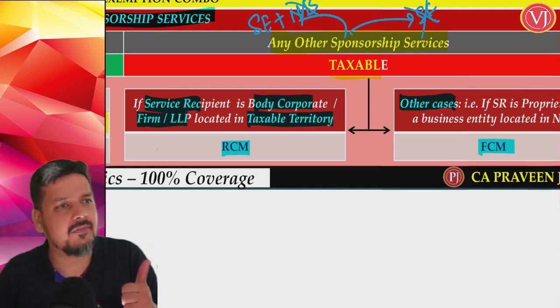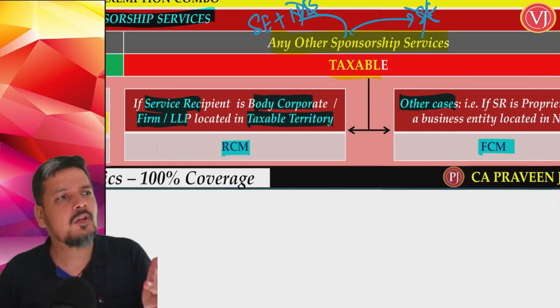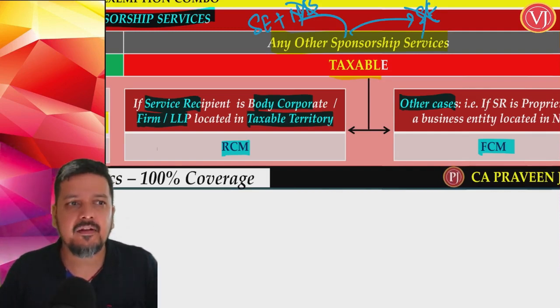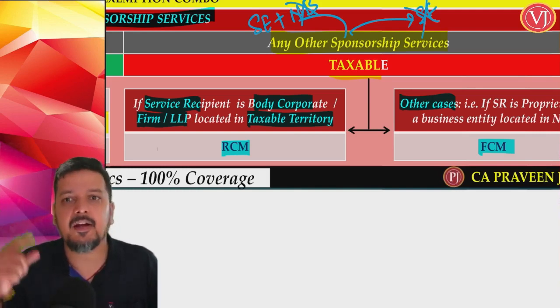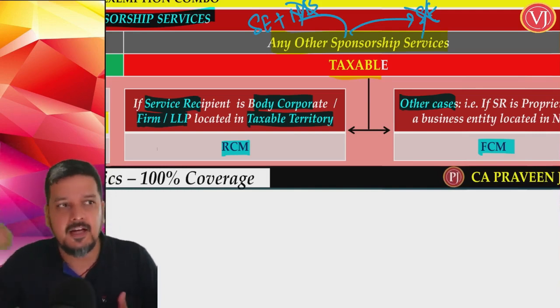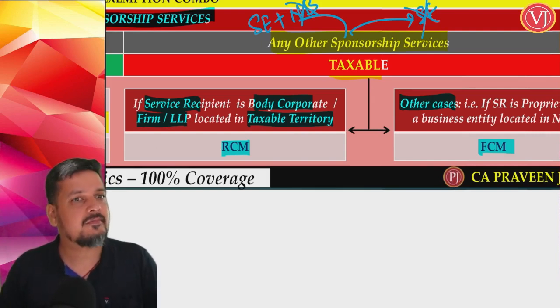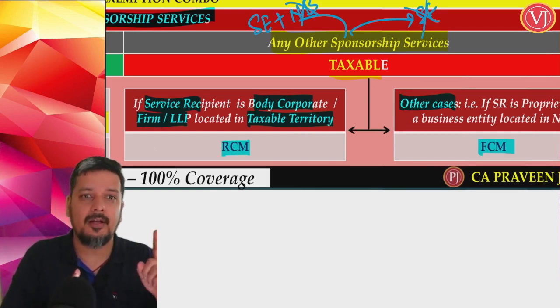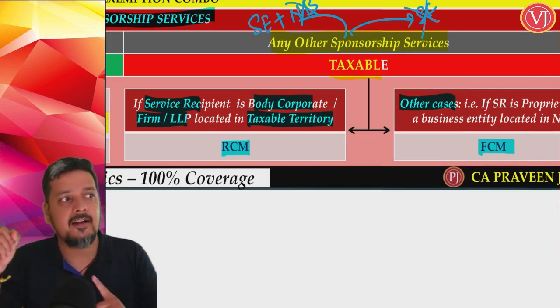Recipient, is it partnership firm? No. LLP? No. Body corporate? No. FCM, not RCM. So who's the supplier? ITC Limited. It will pay under FCM. It will collect from me and pay. So be very careful. One example of IPL, Tata Limited. One example of VJ and ITC Limited.